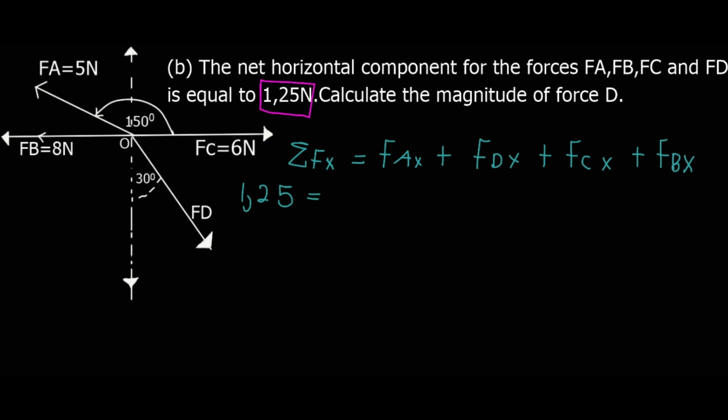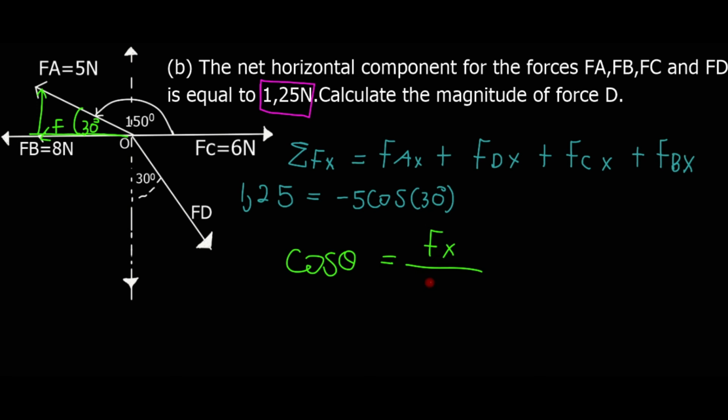1.25. So now let's see FAX. We know that if this is the component and here we see that the angle is 30 degrees, FX is this one. So FAX is equal to -5 cos 30 degrees. The reason I write negative is that it is on the negative side, and because we know that when we want FX we use cos, because this is like saying cos theta is equal to adjacent, which is FX, over hypotenuse, and our hypotenuse is 5. So from there I make FX the subject of the formula. So that is why I have 5 cos 30. This negative is because we are on the negative side.